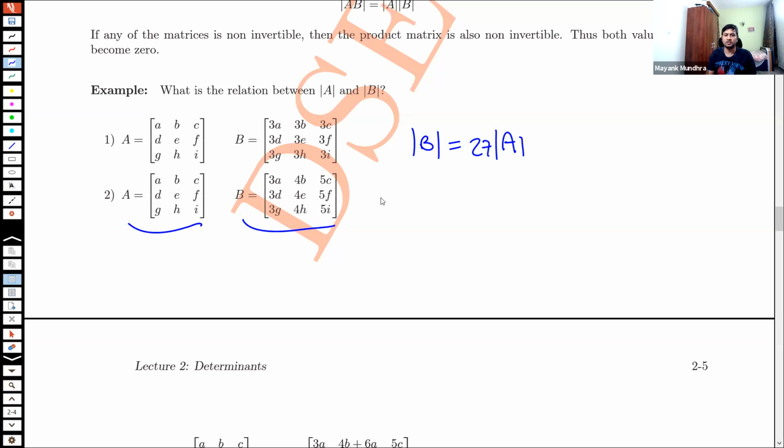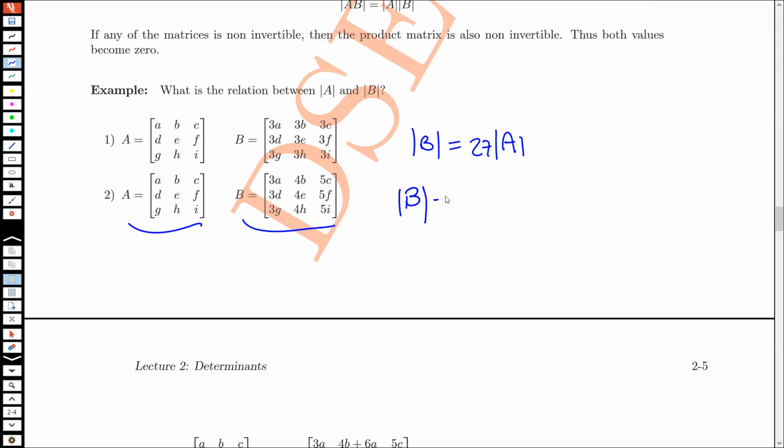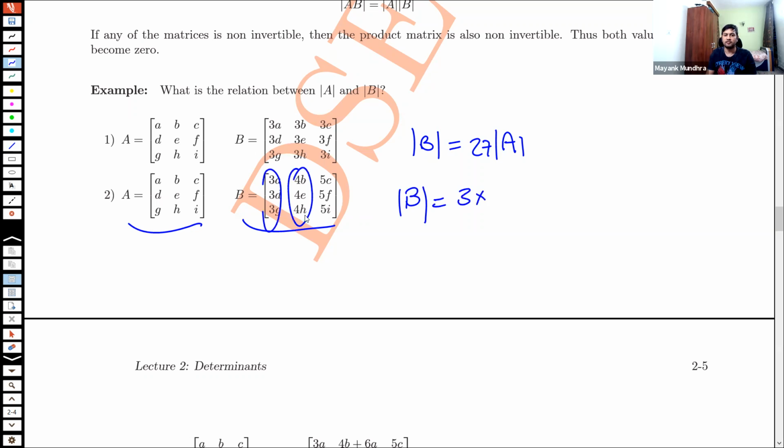Now in this one, what's going to be the relationship here? 60. Yeah. So determinant B: I take 3 out here, I take 4 out here, and then I take 5 out here, times the determinant of A. So 3 into 4 into 5, that's equal to 60 times the determinant of A.